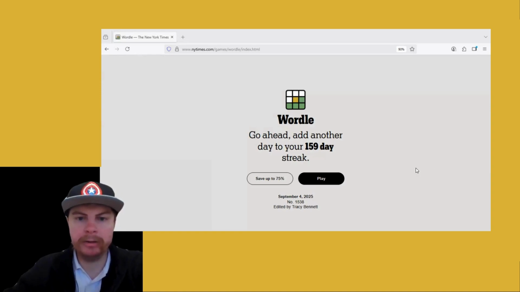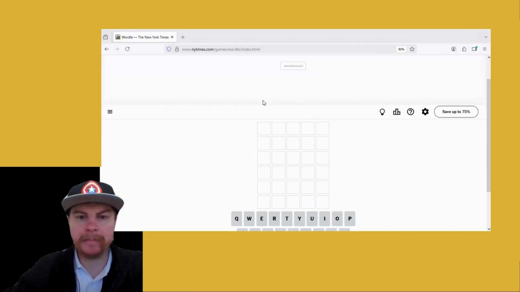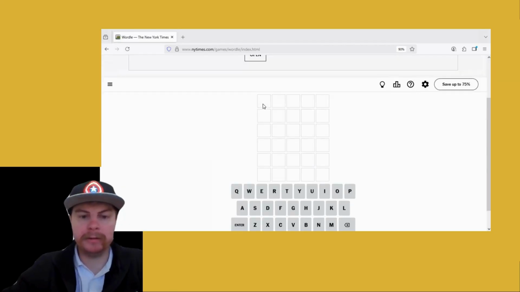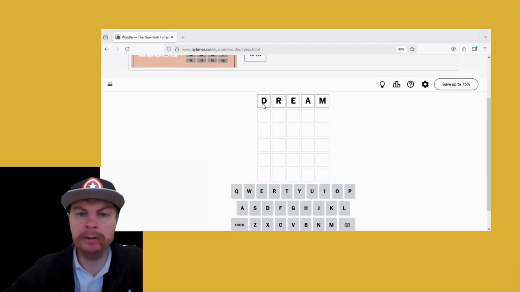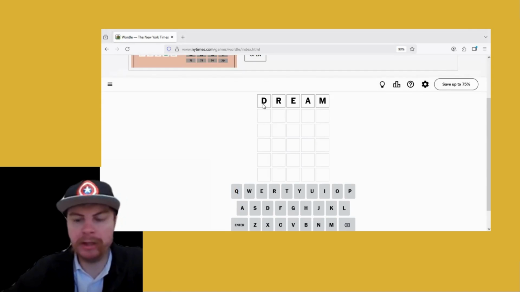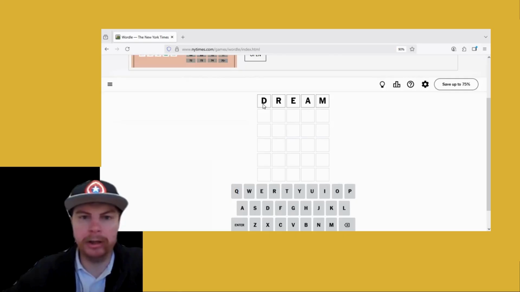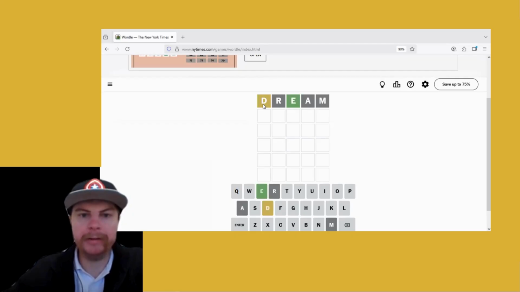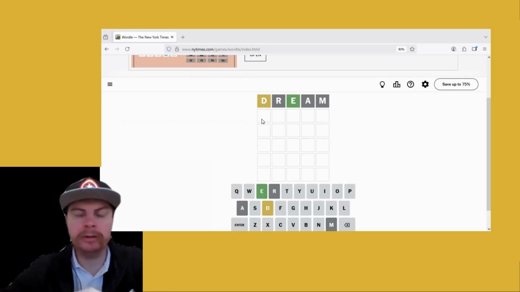Today is September the 4th. I'm up to day 160 of Wordle. Let's play it and see if I can keep my streak. My first word will be dream. These are two of the vowels and an RD. E is in the right spot, but D is not. All right.